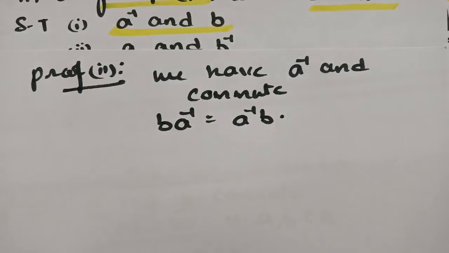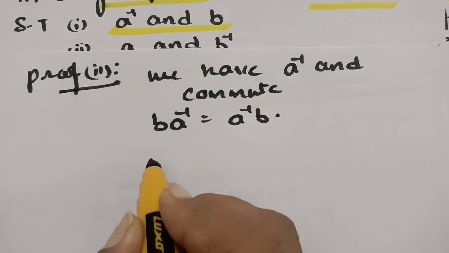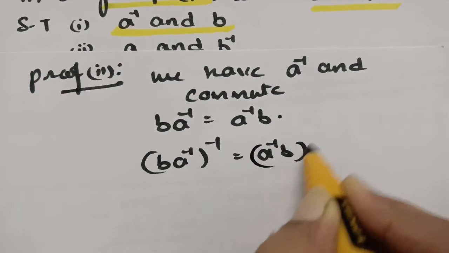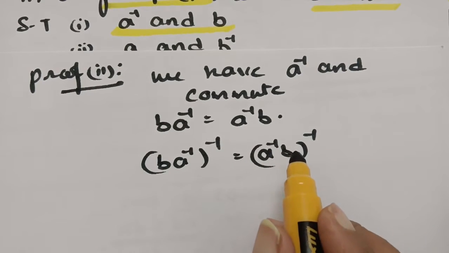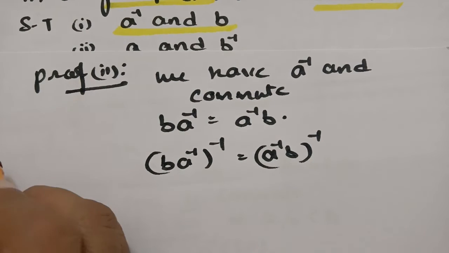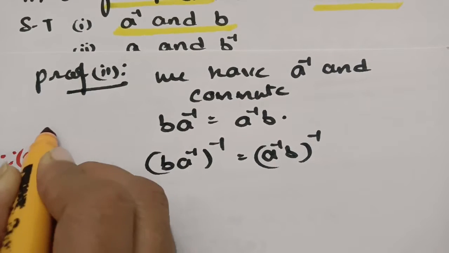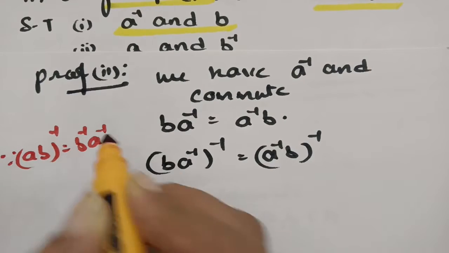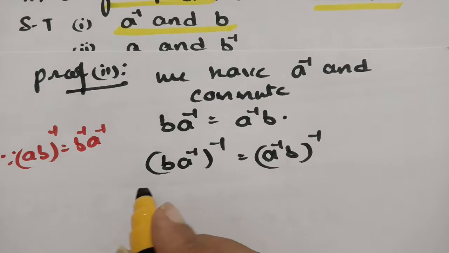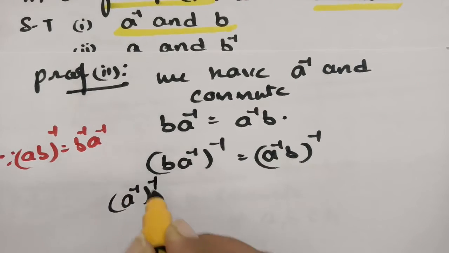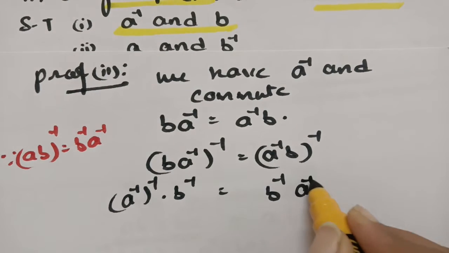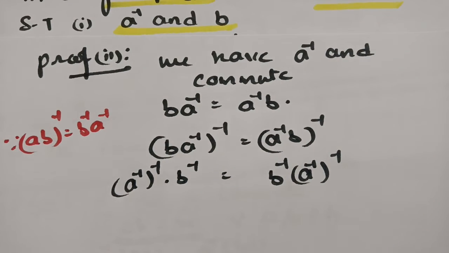So from this, we have to apply inverse. So (B A inverse) whole inverse is equal to (A inverse B) whole inverse. I am applying inverse on both sides. And we have a formula that (AB) whole inverse is nothing but B inverse into A inverse. First we take B inverse and then A inverse. So this will be (A inverse) whole inverse into B inverse, which is equal to B inverse into (A inverse) whole inverse.